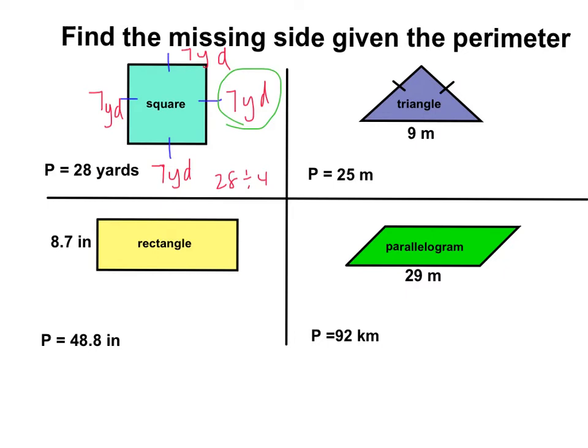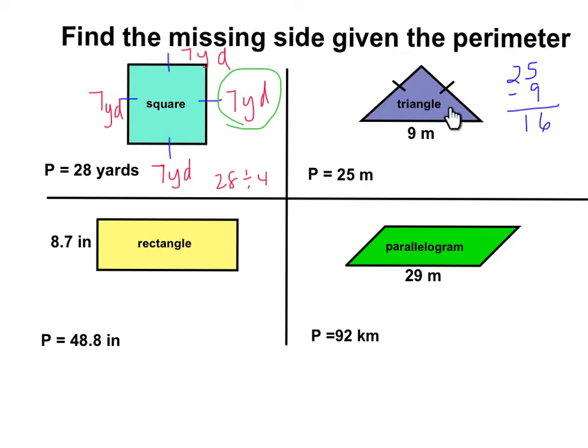Well, if you notice right here, there are two tick marks, this and this, which means these two sides have to be the same numbers. They are congruent. So if I add these two plus this, it's going to give me 25. Well, the way to solve this, I'm going to take 25 minus 9, and that actually gives me 16, which means this and this added together has to give me 16.